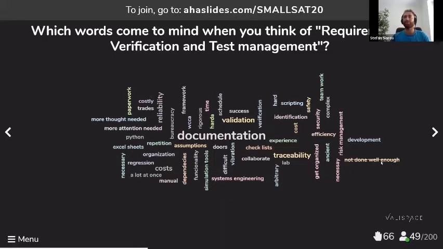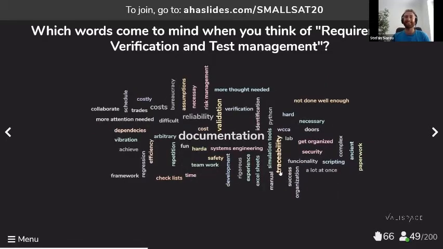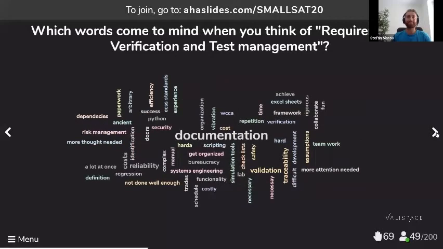Not done well enough. Well, that's indeed something that we can always improve, but we're all trying our best, and I hope that by the end of today, we'll be able to try our best even more. Okay, fantastic. Thank you so much for sharing, everyone. Documentation is definitely a central topic, so we'll make sure to return to that later.